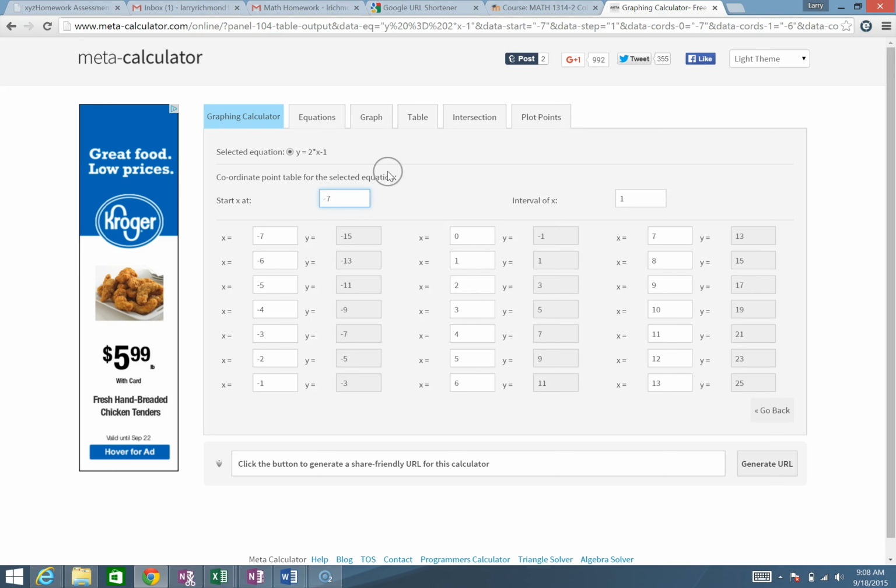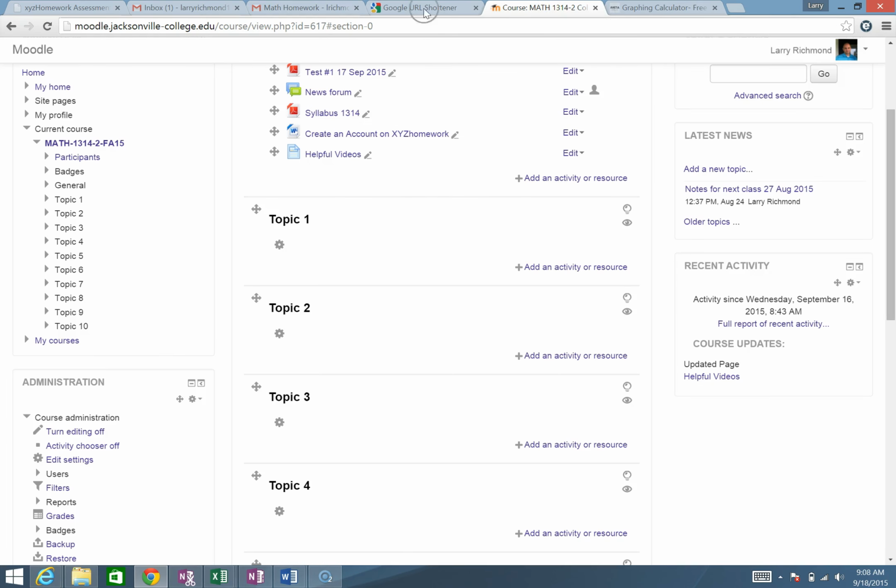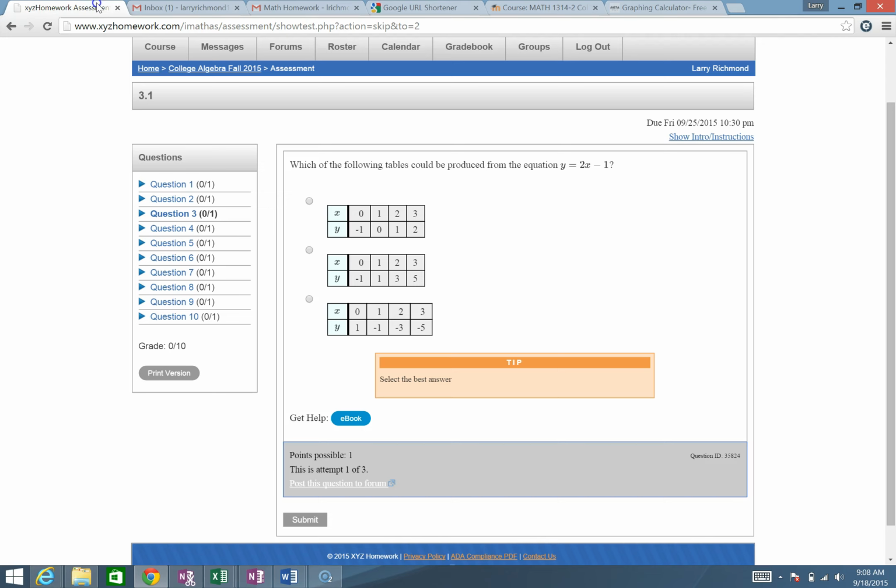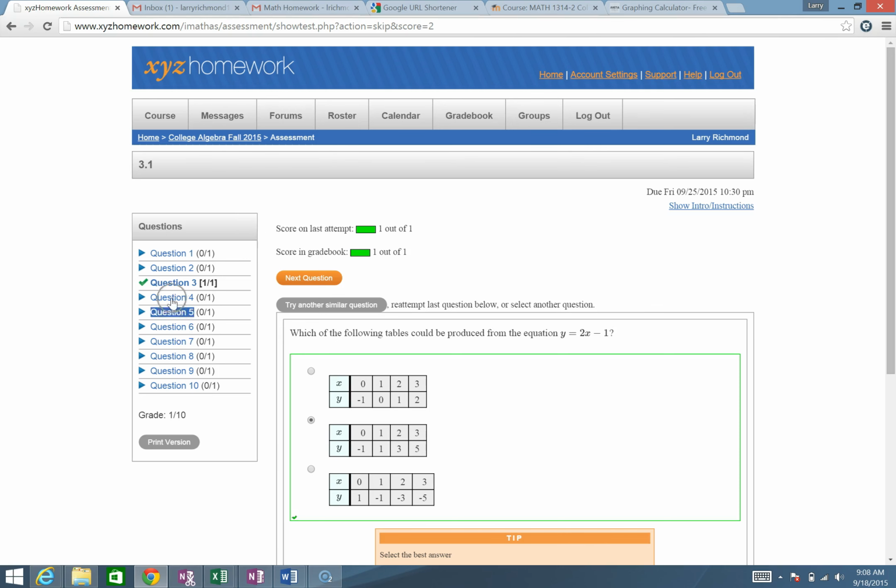So now, recalling this information, I have enough to go back and select my answer. We see 0 pairs with -1, 1 pairs with 1, and 2 pairs with 3. This table is the correct selection. All right.